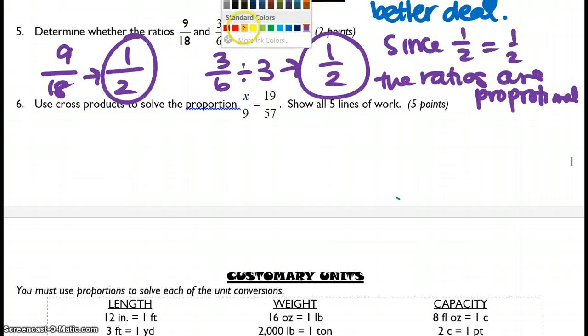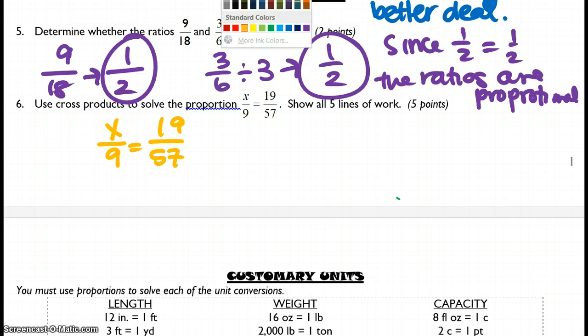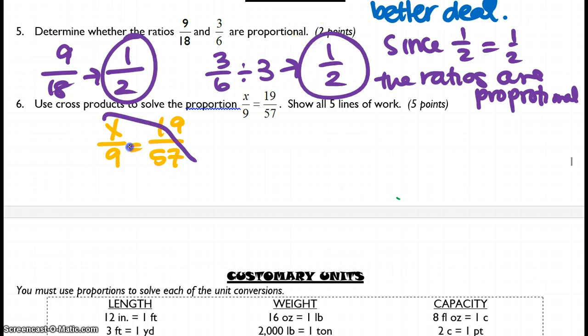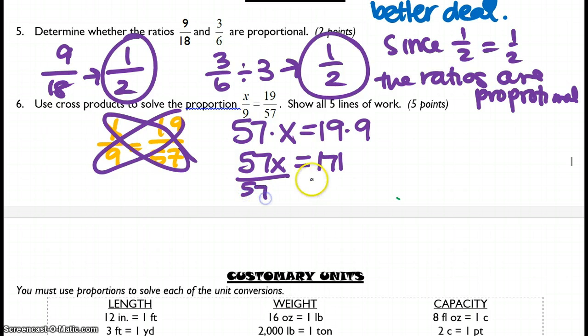Next one, we are doing cross products. So I have x over 9 equals 19 over 57. And remember, with cross products, I multiply the crosses. So I'm going to multiply 57 times x equals 19 times 9. 57 times x is just 57x. 19 times 9 is 171. And then I need to get x by itself. And to do that, I divide both sides by 57. And I'm left with x is equal to 3.